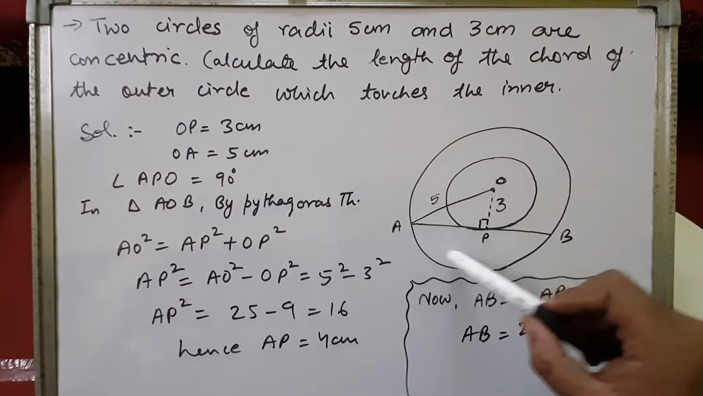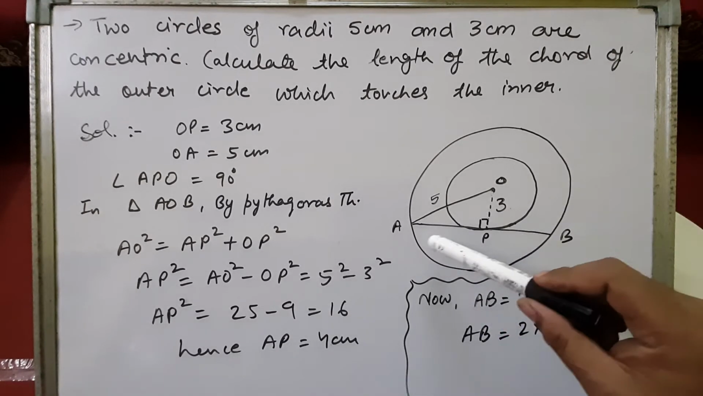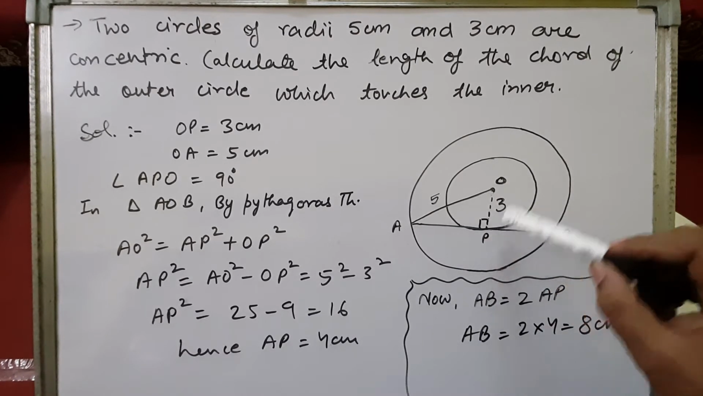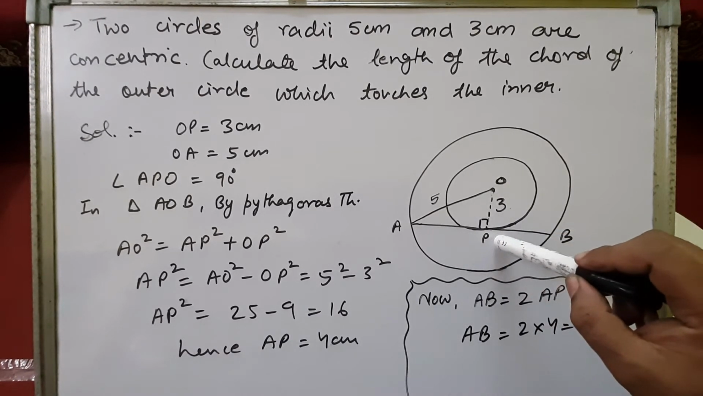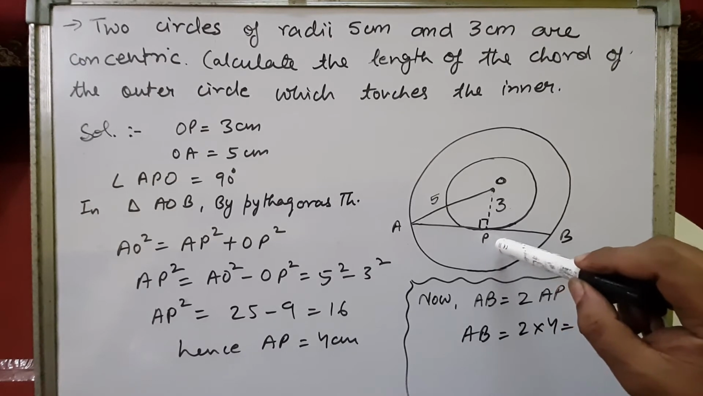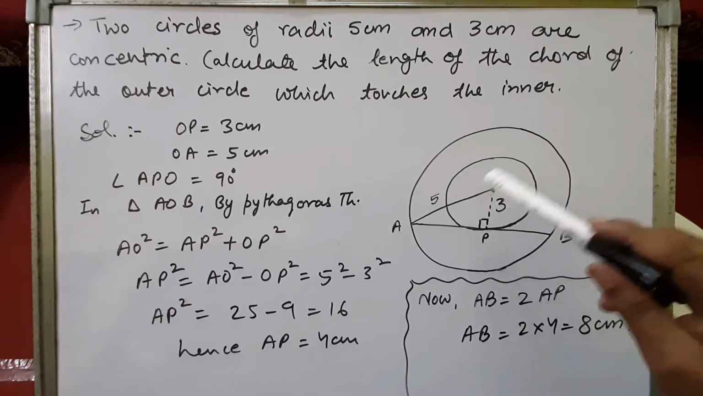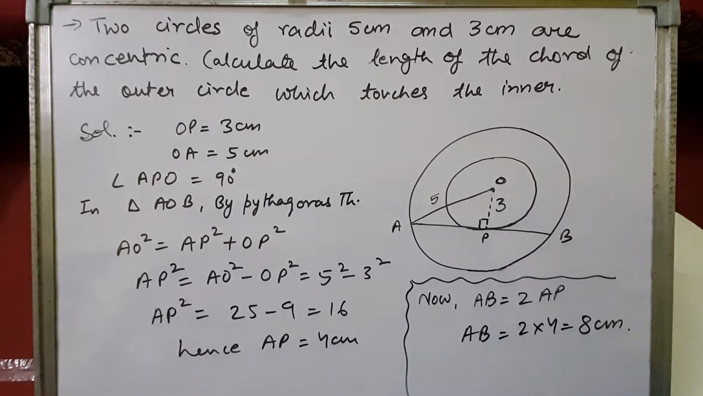That means if this is the chord of the outer circle, this chord is the tangent to the inner circle. That means this chord is touching the inner circle at point P, which is the point of contact, and AB is the tangent to the inner circle, whose radius is 3 centimeter. So let's see the solution.